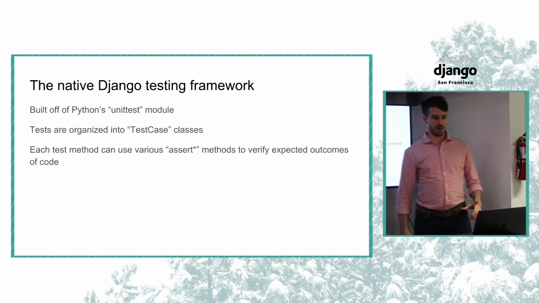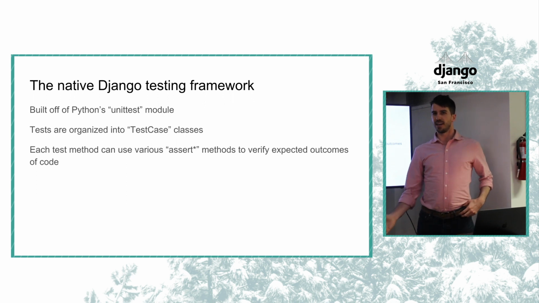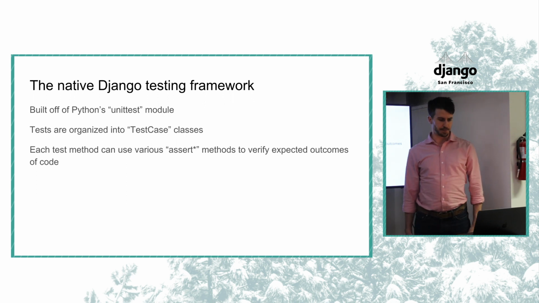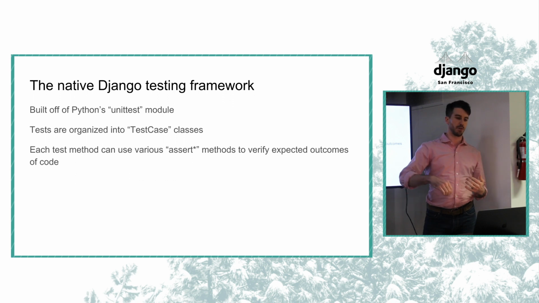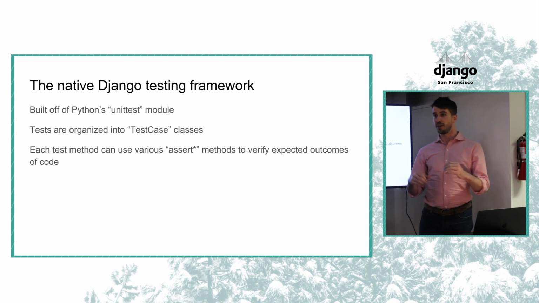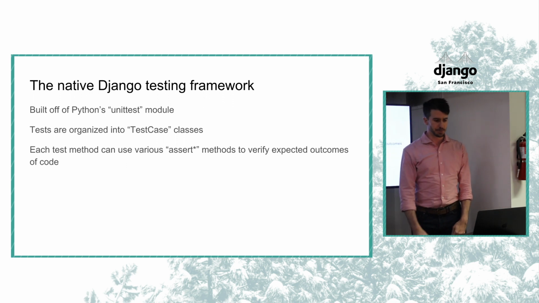So to start, what is the native Django testing framework and how does that differ from PyTest? Django's native testing framework is actually built off of Python's unittest module and framework. What this means is that since Django is natively built off of unittest, whenever you write a Django test case, you're actually inheriting a TestCase class, and that inherits the unittest TestCase.